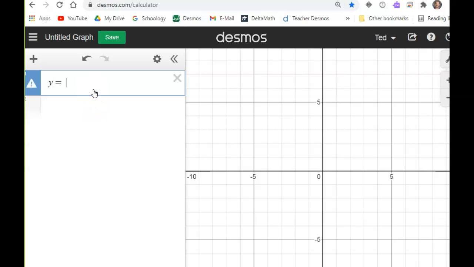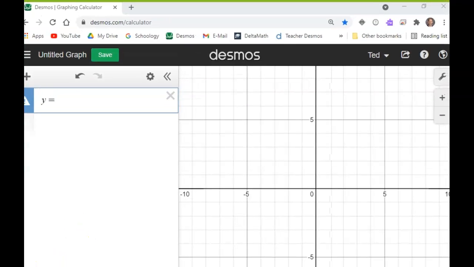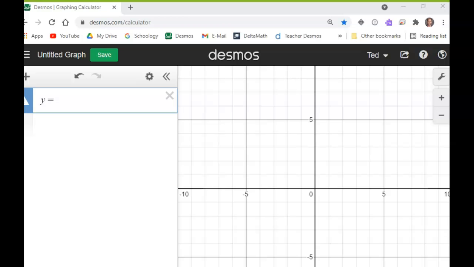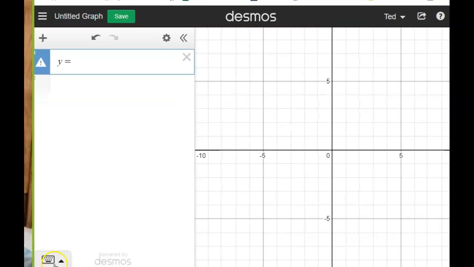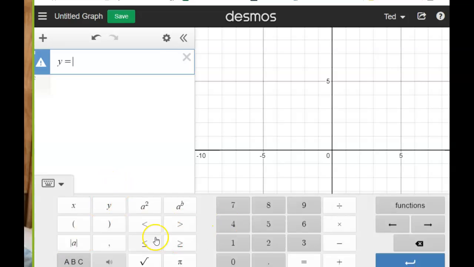So, let's say I want to graph an equation. I'm going to start with y equals, we just go to the sidebar, and then, of course, you guys can't see it. See this little symbol right there? Maybe I'll move this down further. There we go. This little symbol right here is a keyboard. If you click on that, it pops up with a bunch of different options for you.